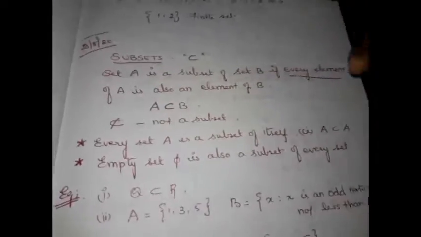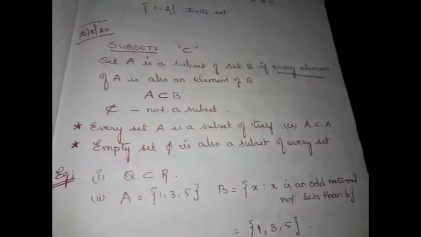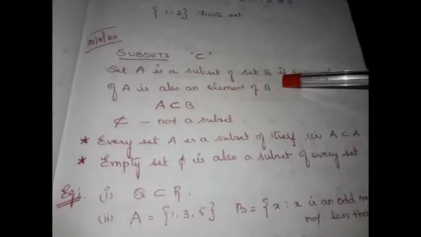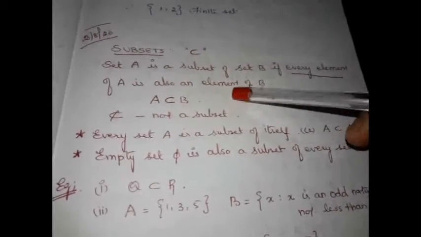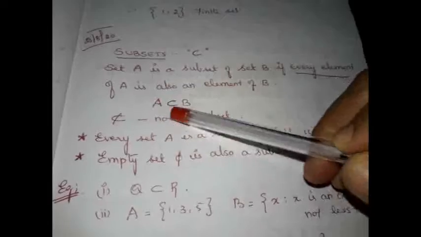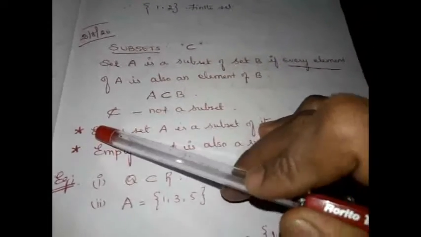Yes. And then we have learnt an important concept called subset. What is meant by subset? A set A is a subset of another set B if every element of A is also an element of B. If every element of A is also an element of B, we will call A the subset of B. We will denote it like this: A ⊆ B. This is the symbol of subset. If it is not a subset, we will put a slash, right?